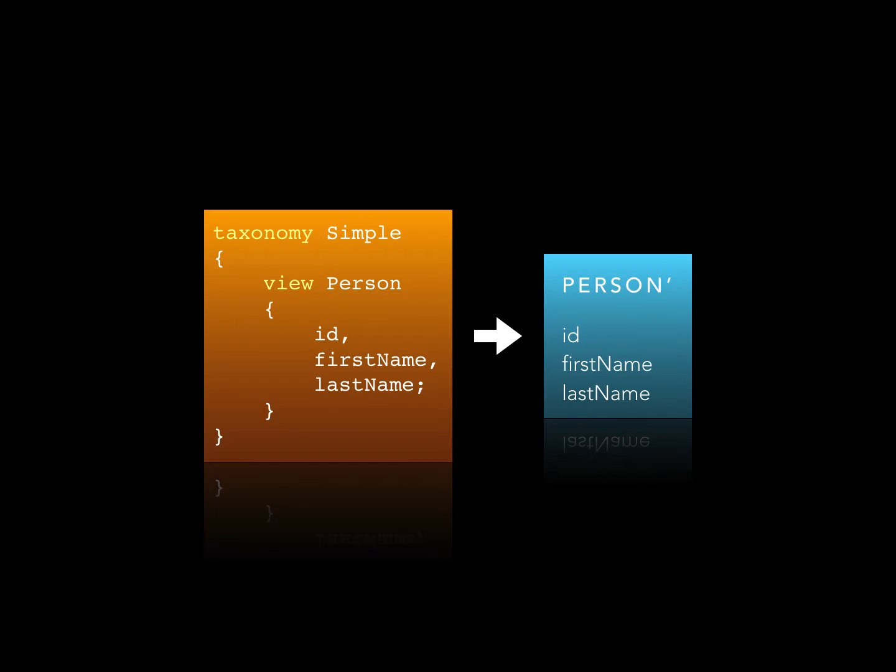So let's look at how views work in Inflection. In this case, we are defining a view of person, which includes the three properties ID, first name, and last name. The result is a new class, person prime, that functions as a view of the original class. Specifically, instances of person can be cast to person prime and vice versa using a special Inflection casting mechanism.